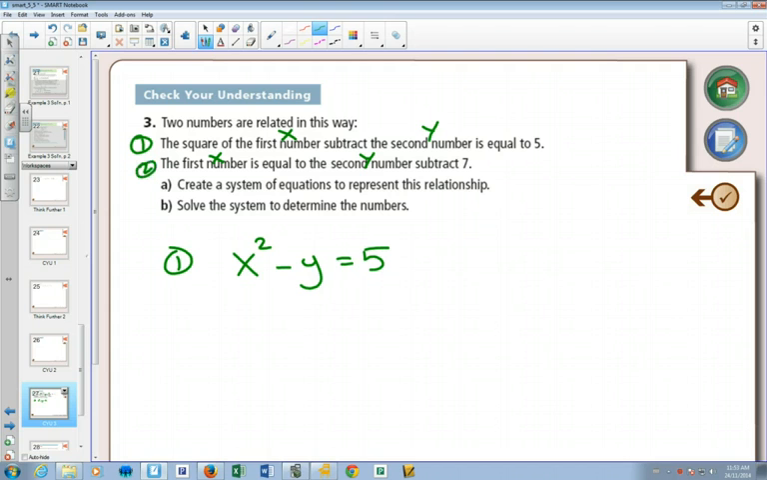Here's the second sentence. The first number is equal to the second number, subtract 7. Or if you prefer in math, X equals Y minus 7.